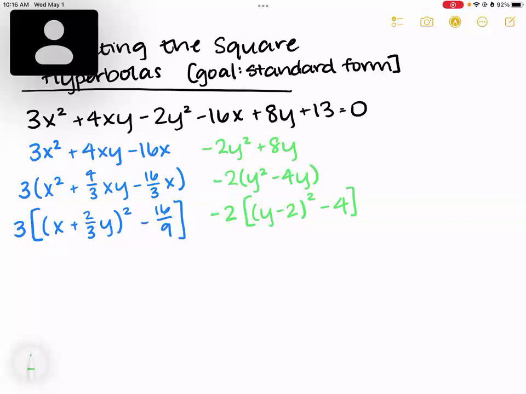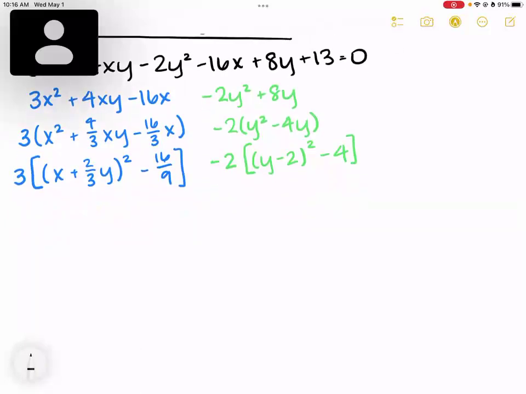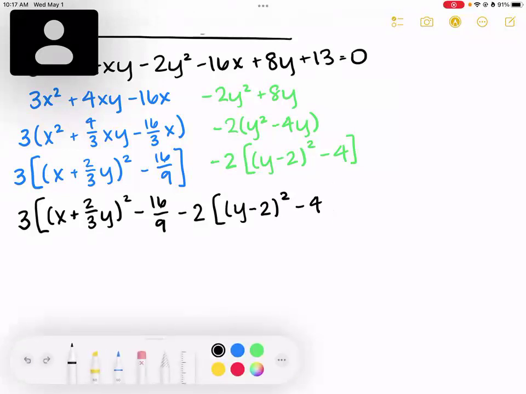Cool. Now that we've done that, our next step is to combine the x and y terms. For that, I'm going to go back to black. Oops, that is an extra parenthesis. That should not be there. There you go.